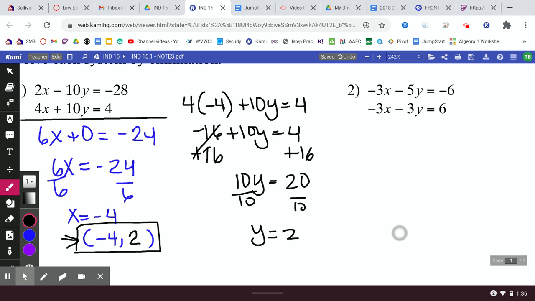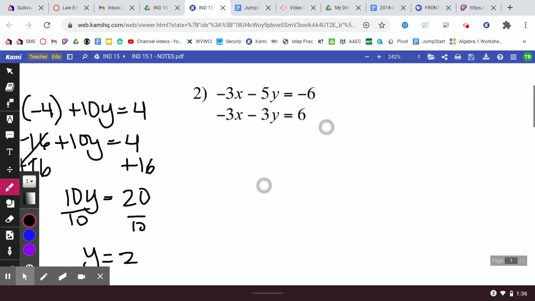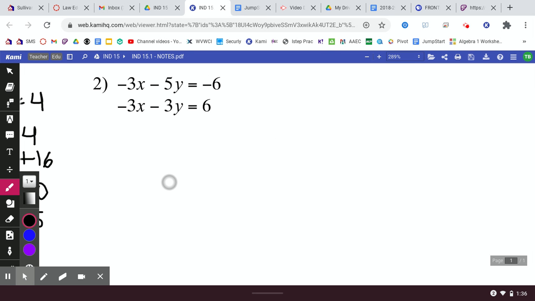All right, so for number 2, the second example here, 2 equations stacked up on top of each other. They're both in standard form, so we're set up right. So we're going to draw our line underneath it, and then we're going to look and see, does the x or the y eliminate? Well, in this case, you've got negative 3x and negative 3x. Those don't cancel each other out, right? And then you've got negative 5y and negative 3y. Those definitely don't cancel each other out.